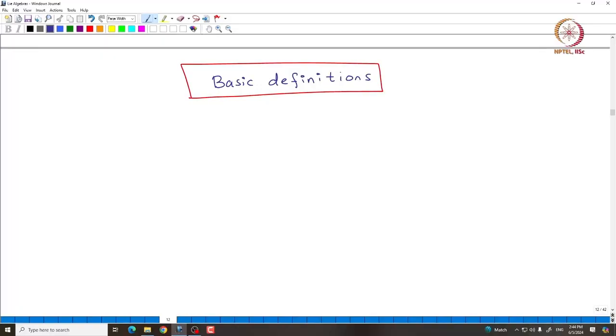Welcome everyone. In this lecture, we will continue with the basic definitions of the general theory of Lie algebras. So we will begin with homomorphisms.